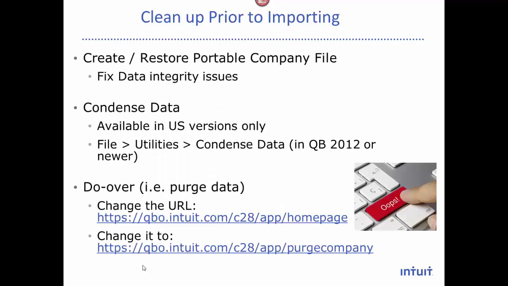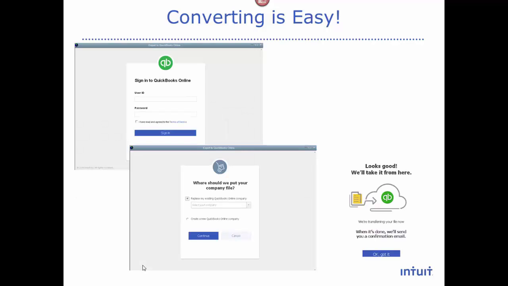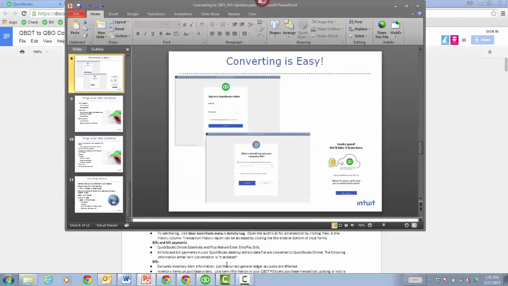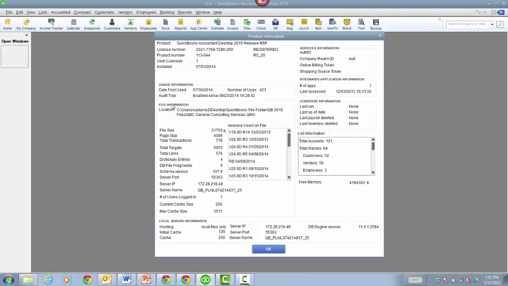Now, the desktop file, what do you want to do before converting to QuickBooks Online? You might create and restore a portable company file, verify the data, do a couple rebuilds, make sure there's no data integrity issues. And then converting is easy, and we're going to go do it right now, right under the company menu in the file. So that, and then we'll come back to, well, here we go, that slide. Let's go to my QuickBooks file. And again, transaction targets. How many targets are there? It's not about file size.